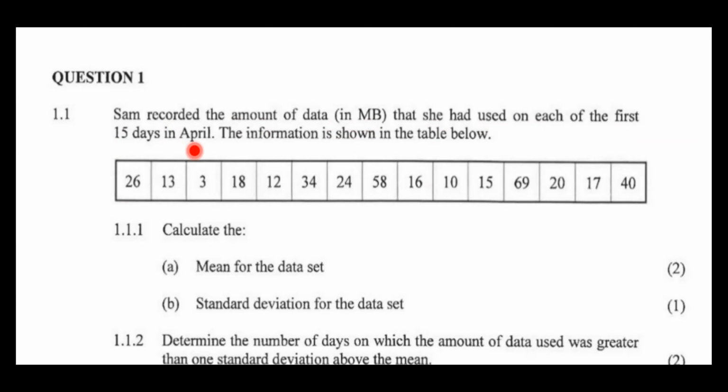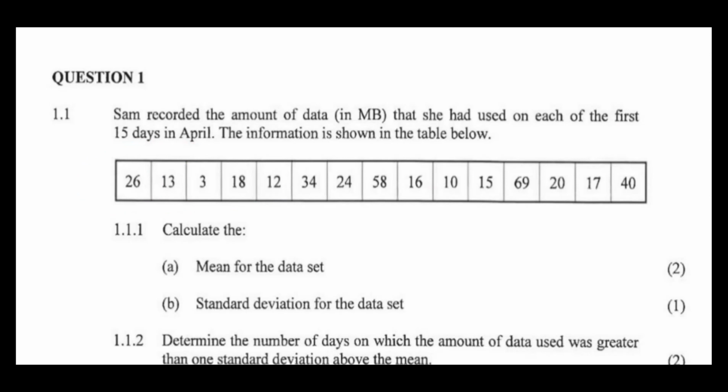So let's say on the first day of the month, she used 26 megabytes. On the second day, she made use of 13 megabytes, and so on and so on. So let's say this is Monday, then that's Tuesday, Wednesday, Thursday, Friday, and then so on.